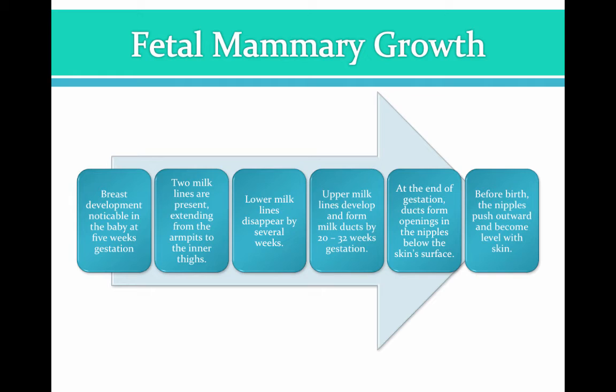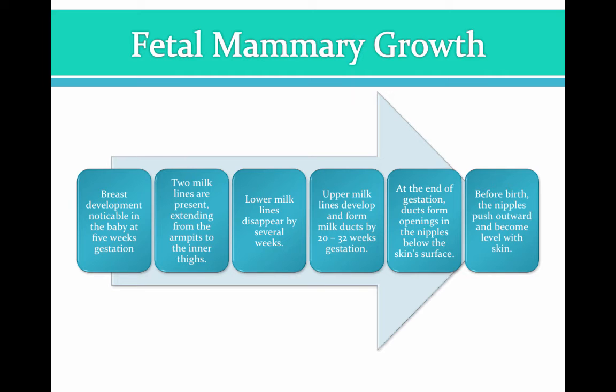So now we'll talk about fetal mammary growth. Breast development is noticeable in the baby at 5 weeks gestation. There are 2 mammary ridges or milk lines that are detectable that extend from the armpits to the inner thighs. The lower parts of the milk lines disappear after several weeks, and the upper parts develop and form milk ducts by 20 to 32 weeks gestation.